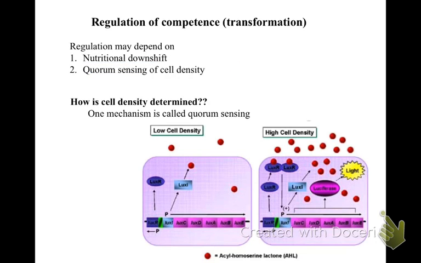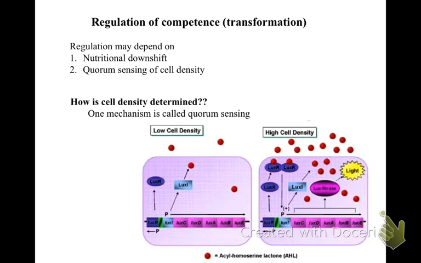So I want to talk a little bit now about the process of quorum sensing and how cells know that they're at a high cell density. So that's what quorum sensing really is. It's a way for cells to measure how many of their like cells are in the vicinity. So here's a very simple diagram that shows the process.